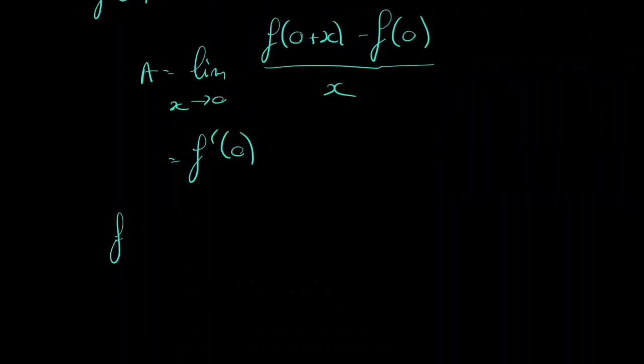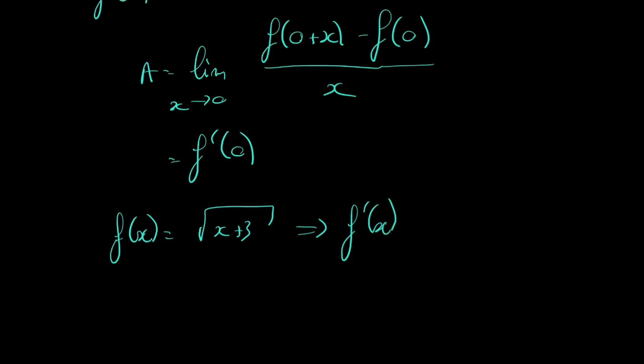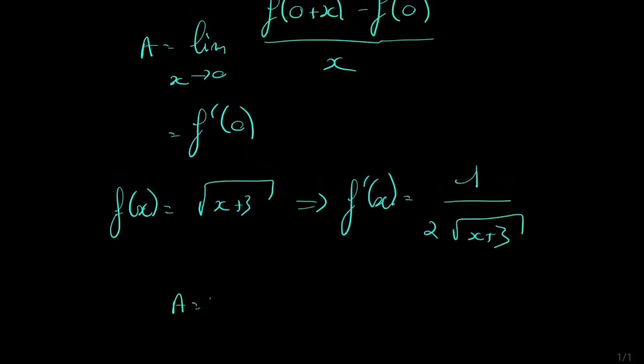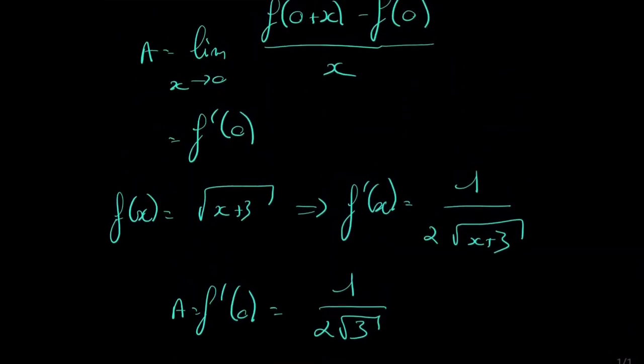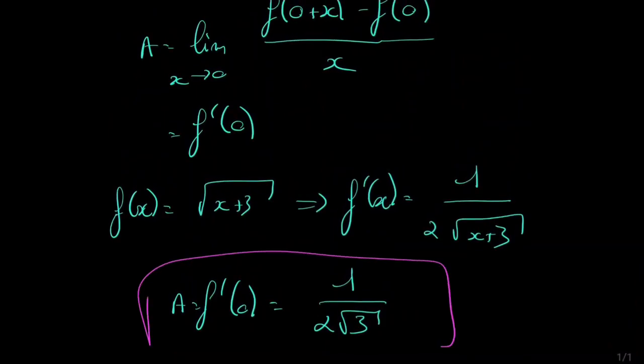f of x is equal to square root of x plus 3, which means that its derivative f prime of x is equal to 1 over 2 square root of x plus 3. You have to know your derivatives, but this thing is the value of f prime, and we know because we just proved it here that a is equal to f prime of 0, which is equal to 1 over 2 square root of 3. And we have solved our problem.